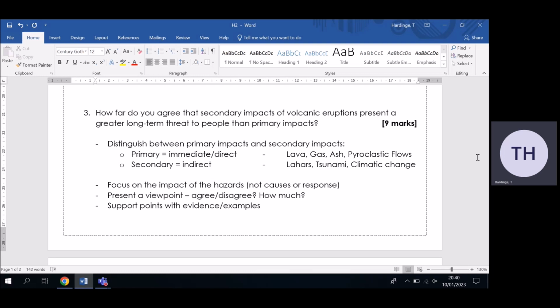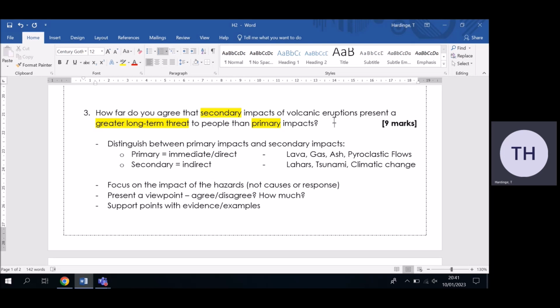statement or not. In this case, it's asking you how far you agree that the secondary impacts of volcanic eruptions present a greater long-term threat to people than primary impacts. So it's really asking you to weigh up the relative threat that primary and secondary impacts pose. It's probably worth in your answer starting by distinguishing between primary and secondary impacts.